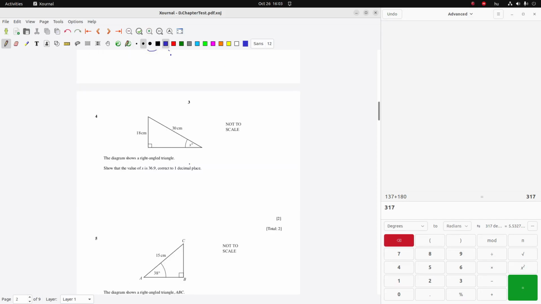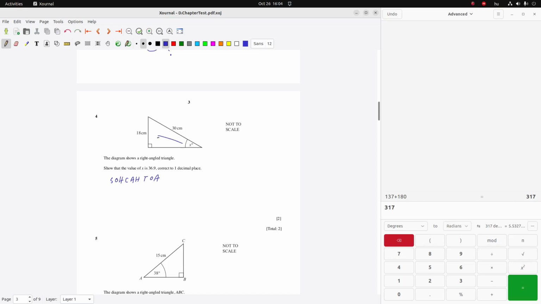The next question says, show that the value of x is 36.9 to one decimal place. It's easy because we have two sides and one angle. So we know SOHCAHTOA. SOHCAHTOA helps us remember which function, sine, cosine, or tan, we use with which sides.